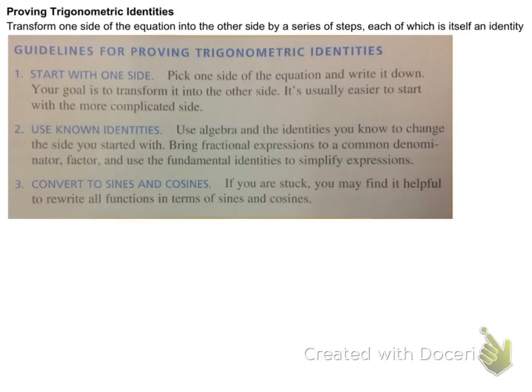Right now, we only have a few. Starting tomorrow and the next day, you'll have more and more of them. So therefore, you'll be able to do more and more verifying identities. And to make things a lot easier, you're going to probably convert a lot of things into sines and cosines. It just makes things easier for us.